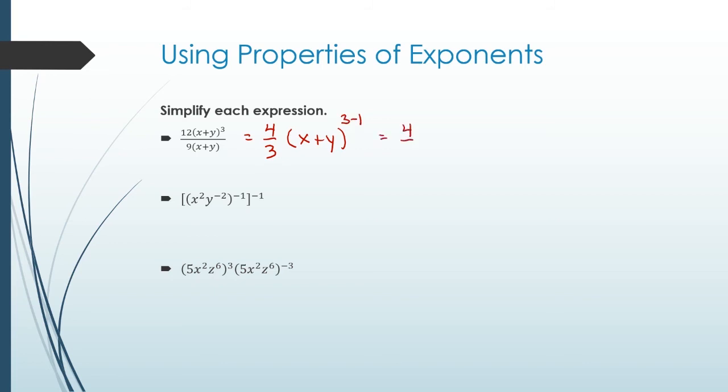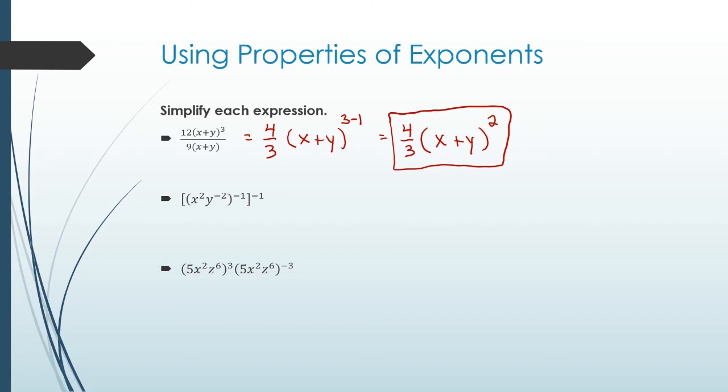And that will give me 4/3 times (x plus y) to the second power. And then that is simplified. You could multiply x plus y out if you want. I'm not going to worry about that right now.